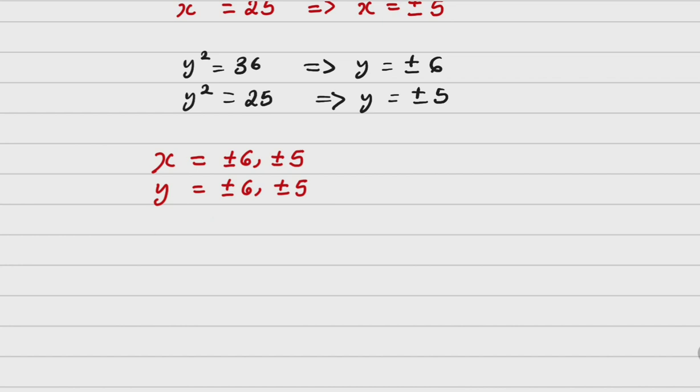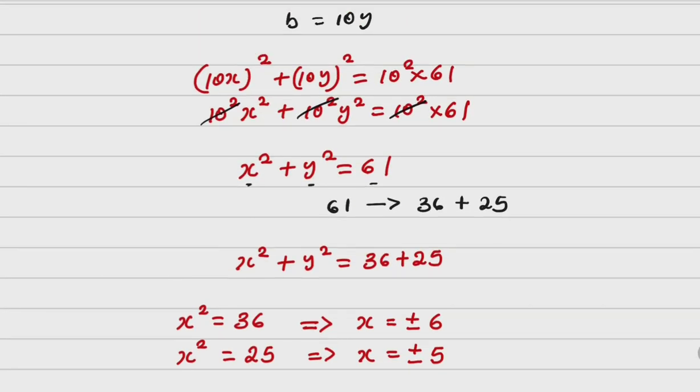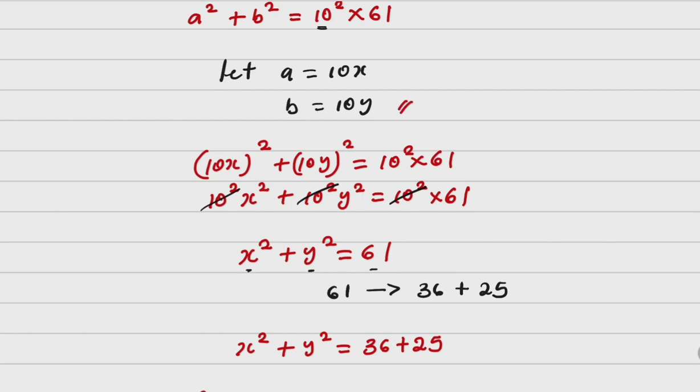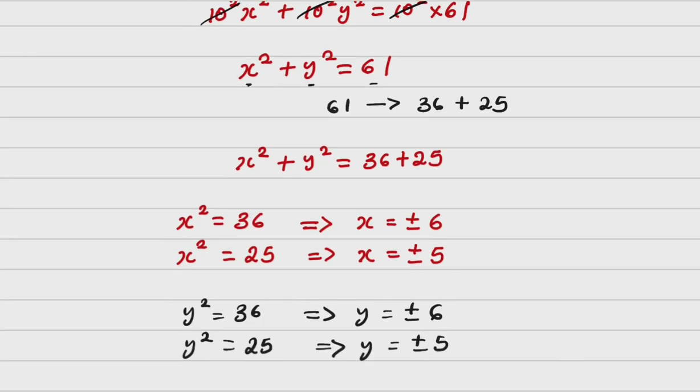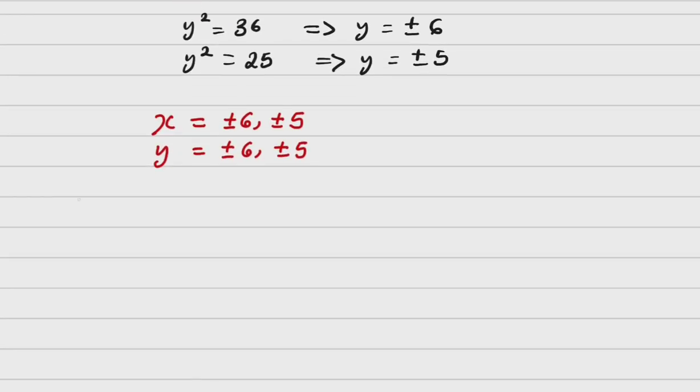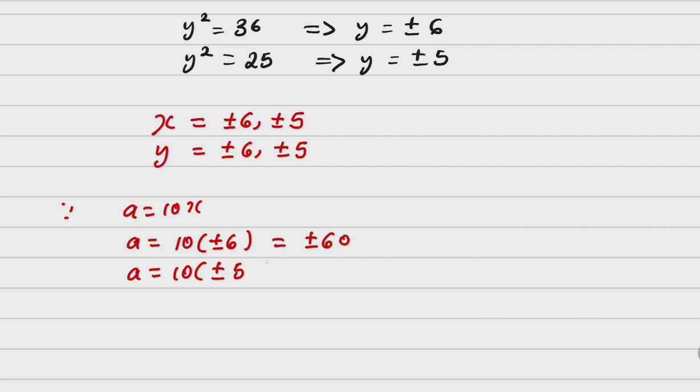Now, if we have this, remember we said we made this substitution, okay? So a is equals to 10x and b is equals to 10y. All right. Hence, we can now have it as a is equals to 10x. So therefore, a is going to be either 10 into plus minus 6, which will be plus minus 60, or a is equals to 10 into plus minus 5, which will be plus minus 50.